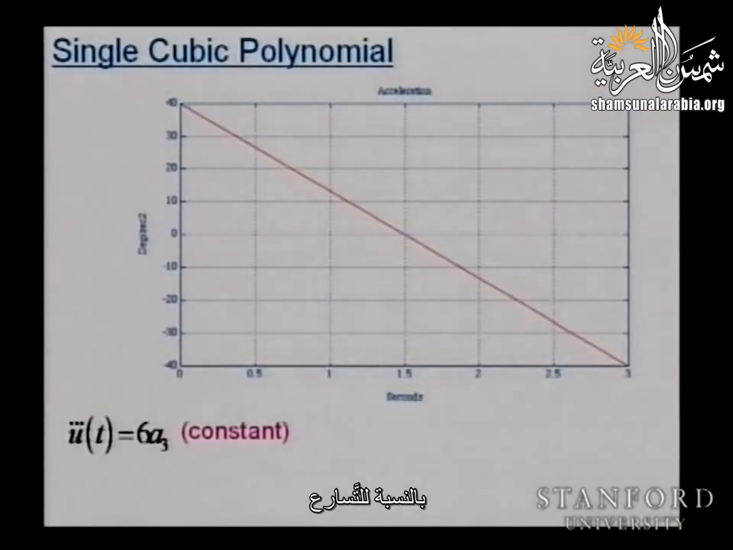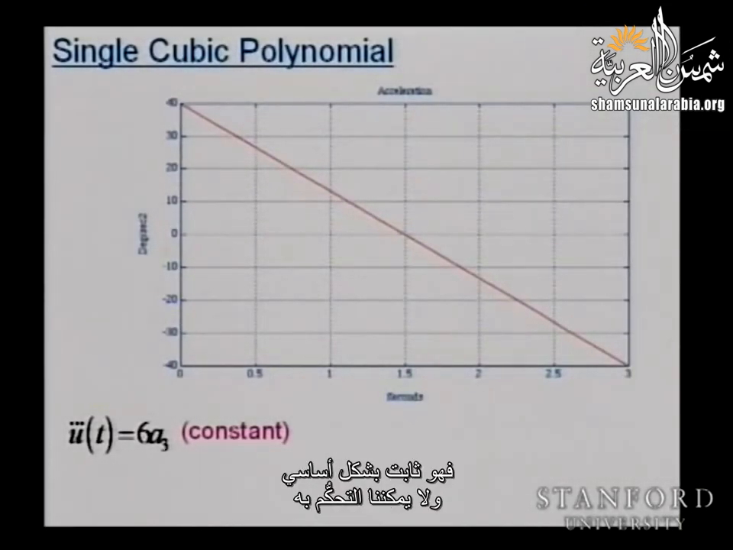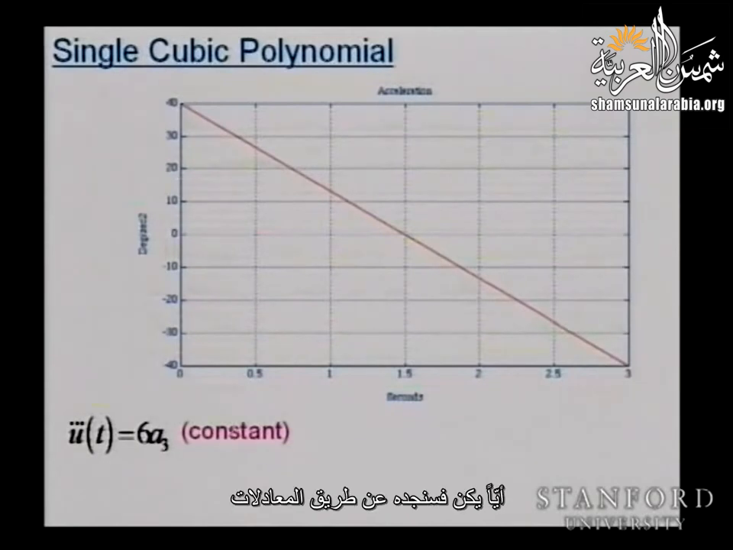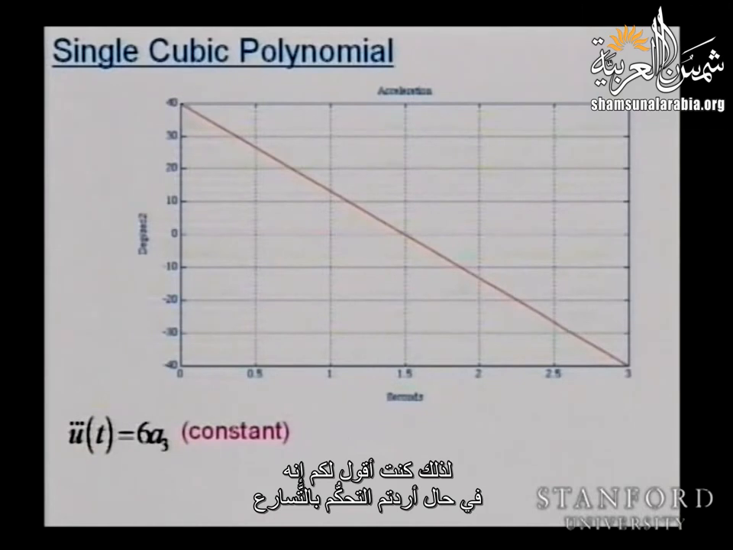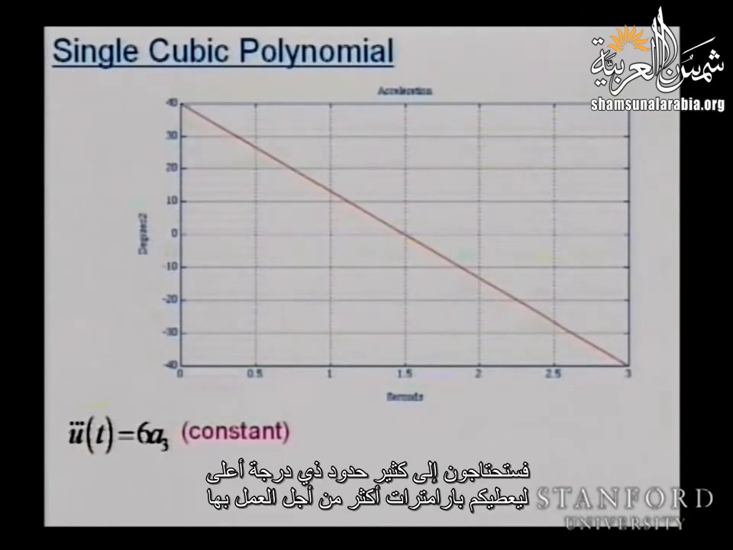And as far as the acceleration is concerned, we are toast. Basically, it's fixed. We can't control that. Whatever it is, it will come from the formulas, right? So that's why I was saying that if you want to control the acceleration, then you need a higher degree polynomial to give you more parameters to work with.